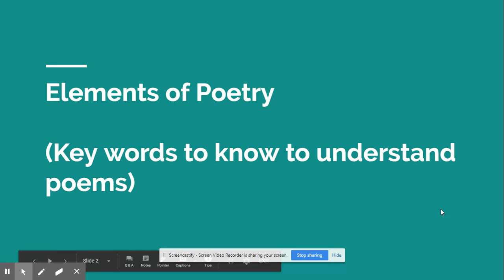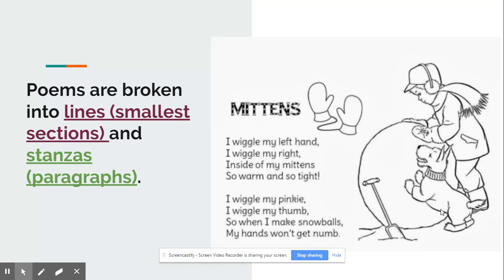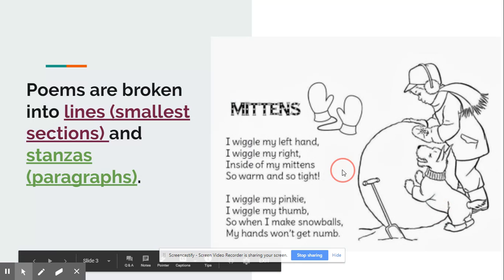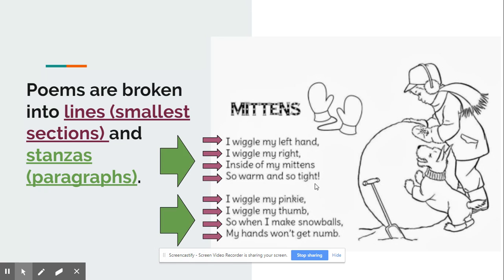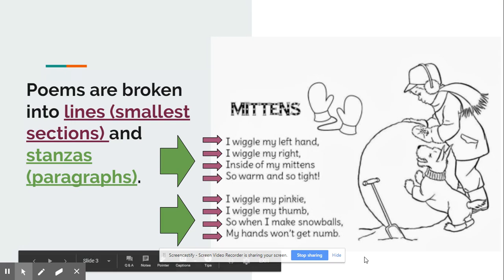Elements of poetry, these are those keywords you need to know. Poems are broken into lines. Those are those small sections. Stanzas are like a poem's paragraphs. So if you counted these lines, you'd see there's 8 lines in this poem and 2 stanzas.